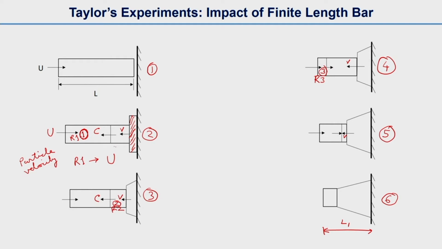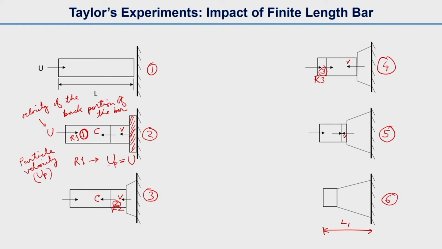So that is the velocity of the back portion of the bar, the impact velocity. For region R1, the particle velocity is u, or we can write up equal to u, where up is the general symbol for the particle velocity.